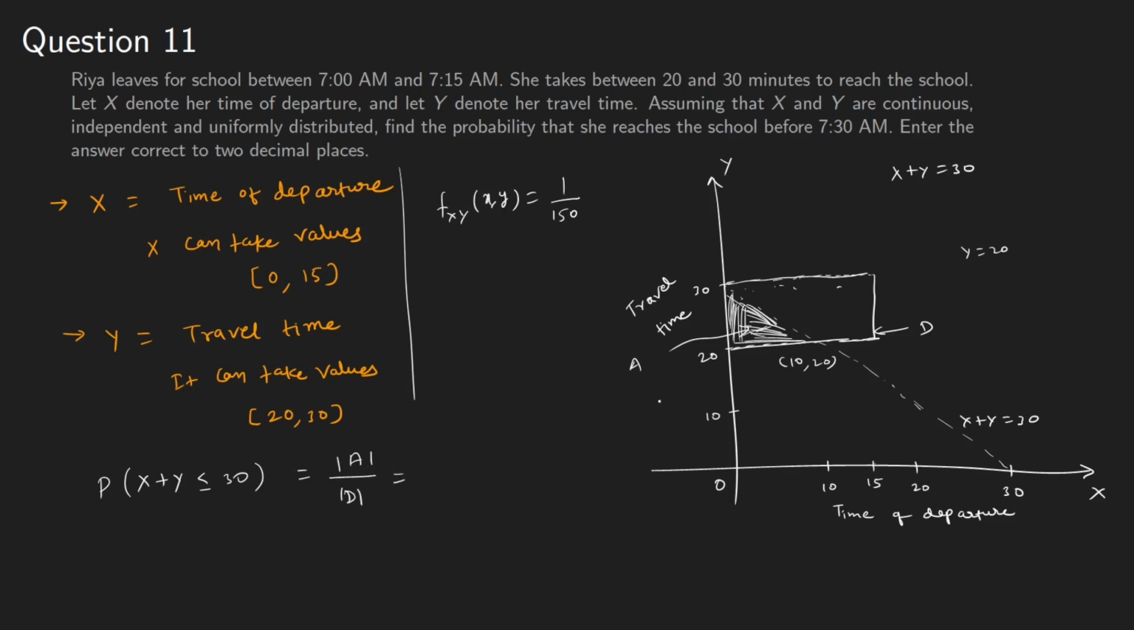So the area of the required region where x, y has to fall into will be half times 10 times 10, divided by the area of the full support that we earlier found out. It is 10 times 15, 150, right? So it is equal to 50 by 150, which is equal to 1 by 3. So this is the probability that Ria reaches her school before 7:30 am.